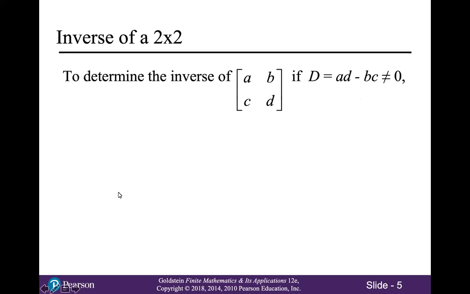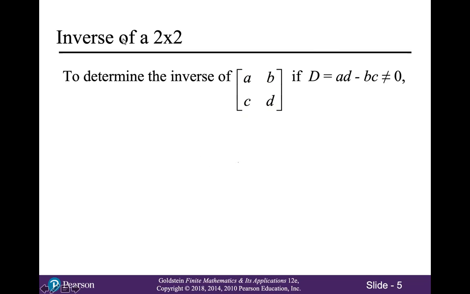To determine the inverse of the matrix A, B, C, D, we use the determinant, capital D. There are two similar words, determinant and discriminant, and I had to think about it. Here we're using determinant. The determinant is defined to be AD minus BC. Here's a little visual aid that might help you remember: it just goes like this with a minus in the middle. A times D minus B times C. That number has to be not equal to 0.